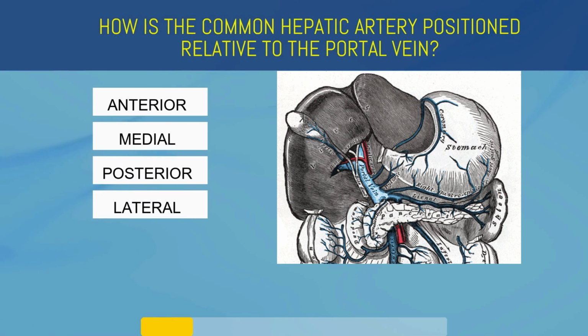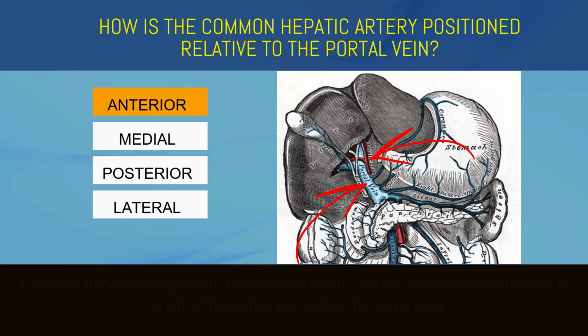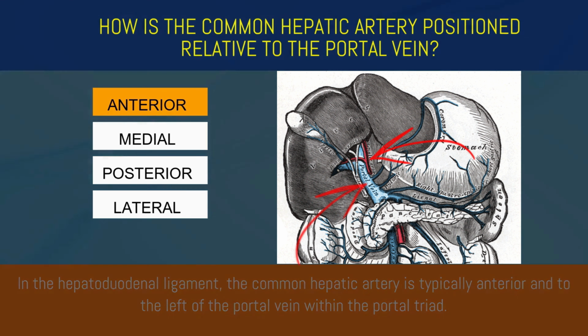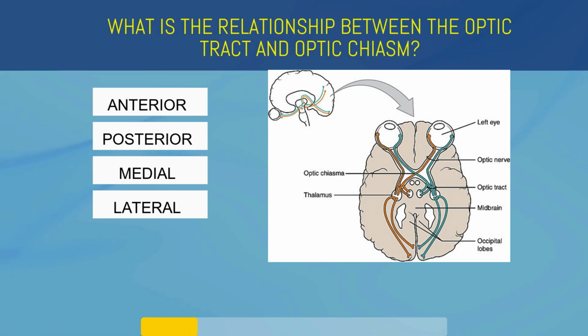How is the common hepatic artery positioned relative to the portal vein? Anterior, medial, posterior, or lateral? Anterior. In the hepatoduodenal ligament, the common hepatic artery is typically anterior and to the left of the portal vein within the portal triad. What is the relationship between the optic tract and optic chiasm?